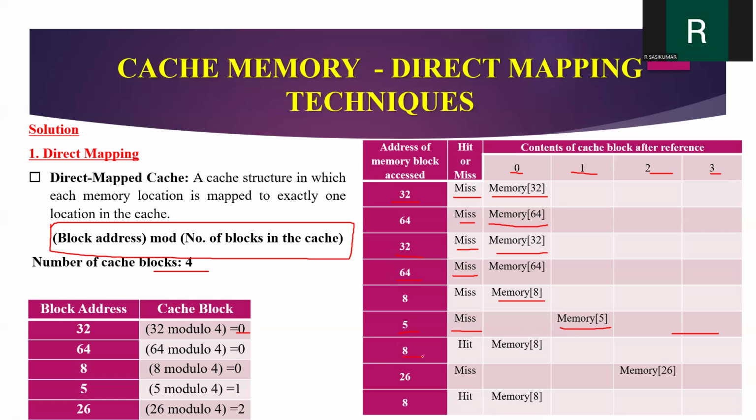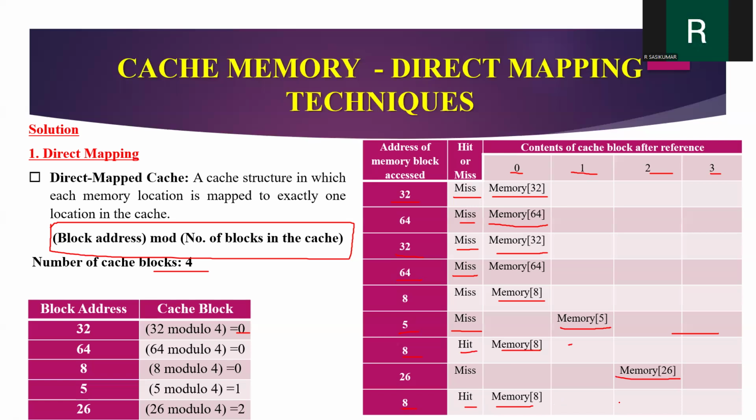The next one is 8. Is it a hit or a miss? Yes, it is already available in the zeroth memory address, so a hit occurs. Memory 8 is available in the zeroth address, and memory 5 is available in block address 1. Then 26 is not available, so it is a miss. 26 mod 4 gives 2, so in block address 2 we store memory 26. Again the block address is 8. 8 mod 4 is 0, and in the zeroth address 8 is already available, so it is a hit. In the zeroth address 8 is available, in the first address memory 5, and in the second address memory 26.